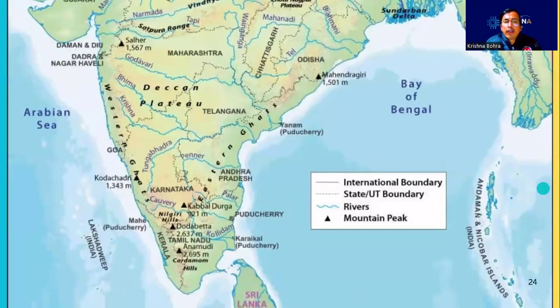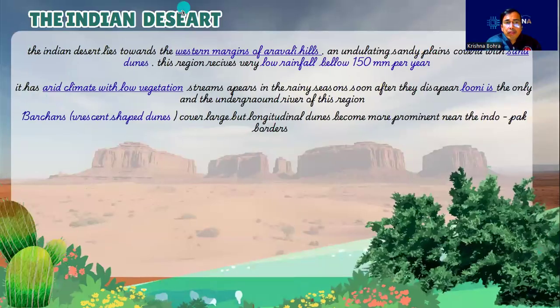Now let's understand the next type of physical feature division of India, which is the Indian desert. So the Indian desert lies toward the western margin of the Aravalli Hills and includes sand plains covered with sand dunes. This region receives very low rainfall, below 150 mm per year. This is an arid climate, and some of the distinct flora of this particular part are cactus and thorny bushes with low vegetation, and the only major river in this particular area is Luni, and this is also underground.